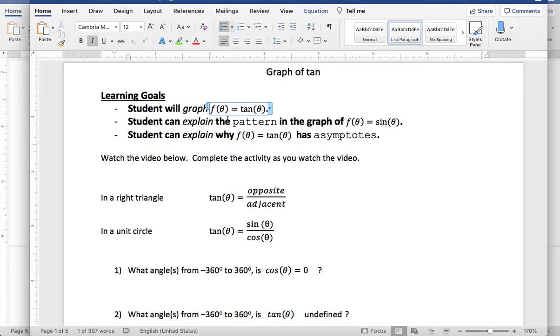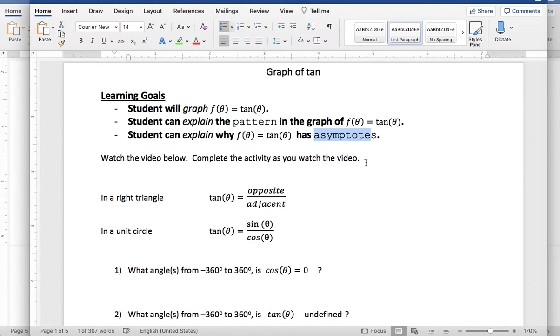You should also be able to explain the pattern in that graph for tangent of theta. And at the end, you should be able to explain why it is that the graph for tangent of theta has asymptotes.